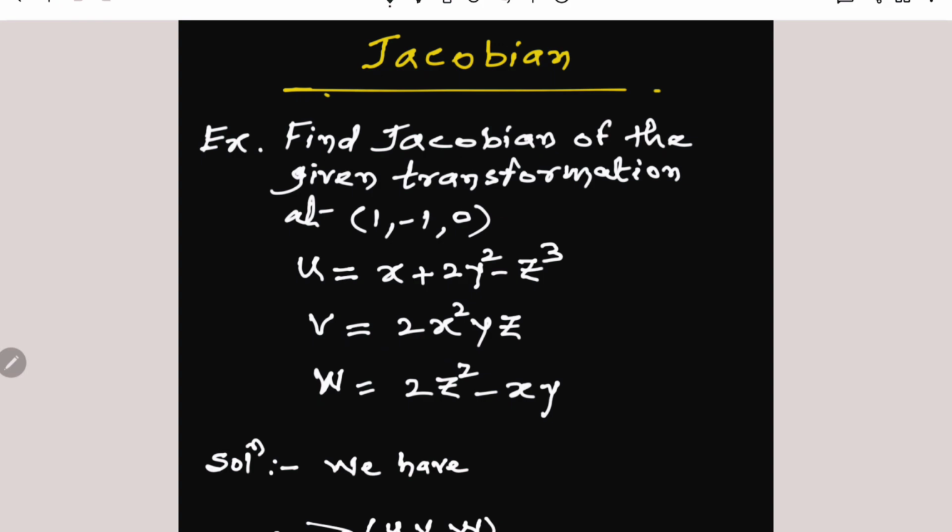Let us solve the problem. Find the Jacobian of the following transformation at the point (1, -1, 0), given u is equal to x plus 2y square minus z cube, v is equal to 2x square yz, and w is equal to 2z square minus xy.